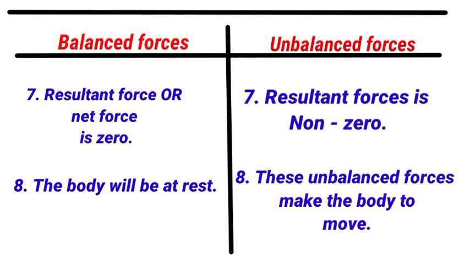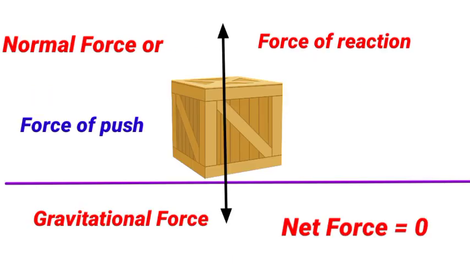Now, why is the resultant force or net force zero in balanced forces? Why is it zero? Let's understand this with an example. Now let's say here is a box on the ground. The box is lying at rest on the ground. There is a gravitational force which is trying to pull the box towards the center of the earth. And the ground is applying an equal force exactly in the opposite direction. This force is called normal force, or you can also call it the force of reaction exerted by the ground.